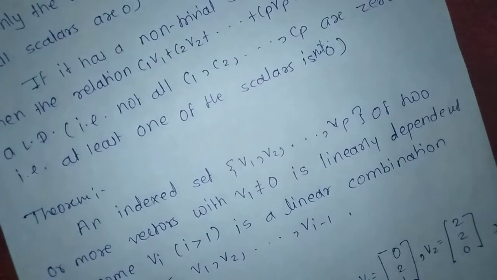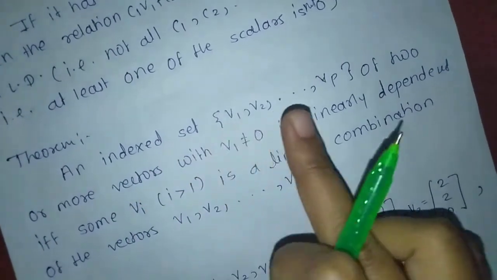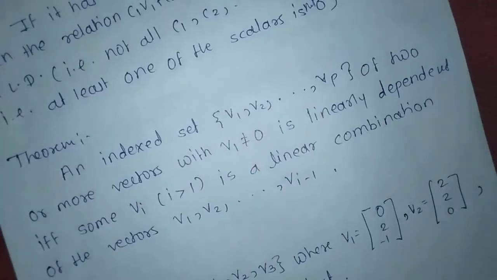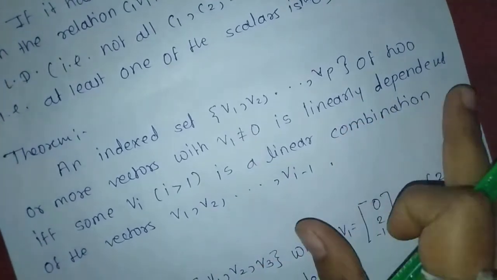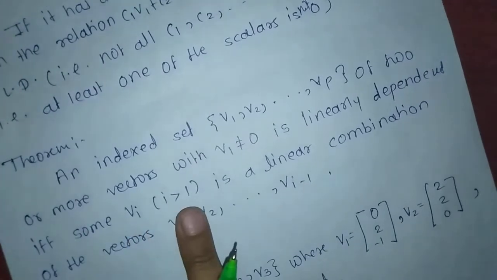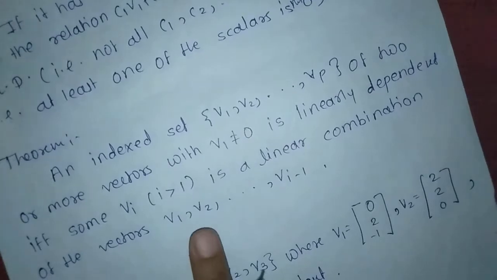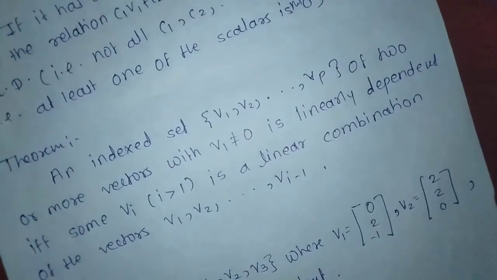Next theorem. We have studied this theorem in the previous semester. An indexed set v1, v2 and so on up to vp of two or more vectors, with v1 not equal to 0, is linearly dependent if and only if some vi, with i greater than 1, is a linear combination of the preceding vectors v1, v2 and so on up to vi minus 1.